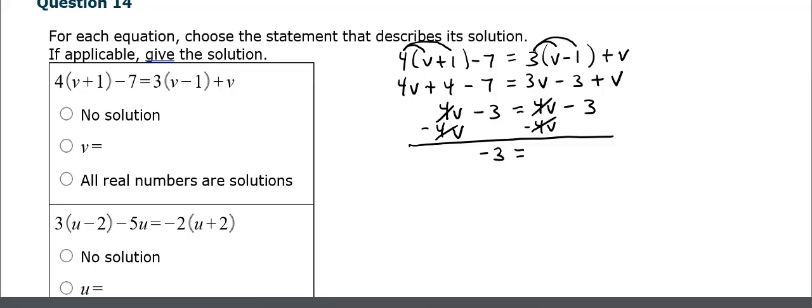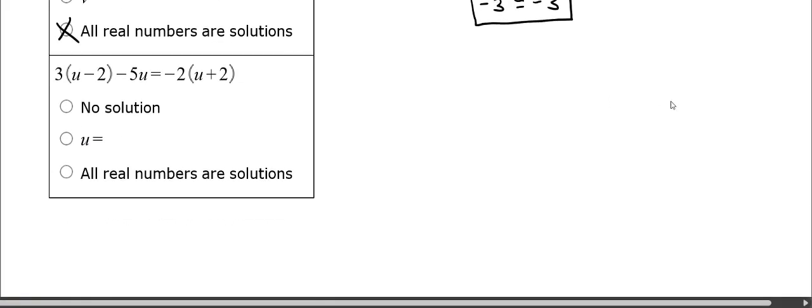So when your variable is eliminated, whether you're solving an equation or inequality, look at the remaining statement. If the left-hand side equals the right-hand side, and as I said, your variable was eliminated, then your answer would be all real numbers. So let's look at the next one.